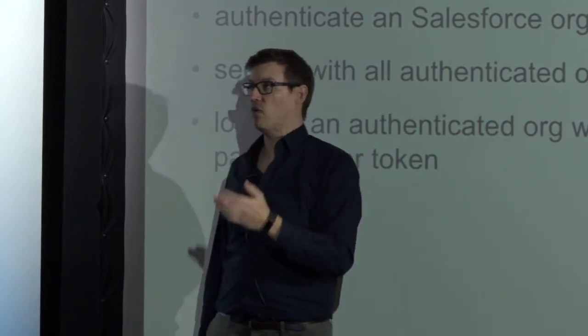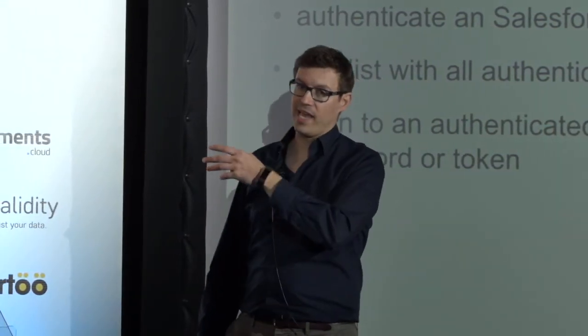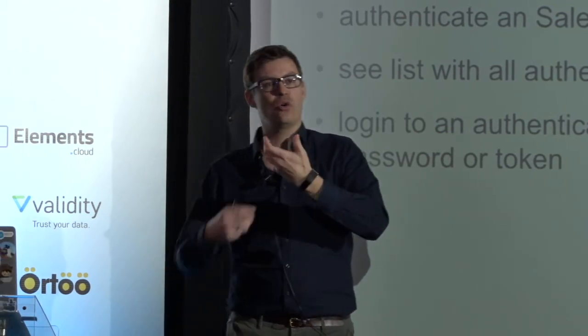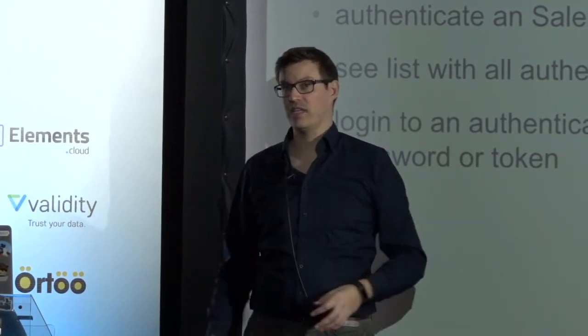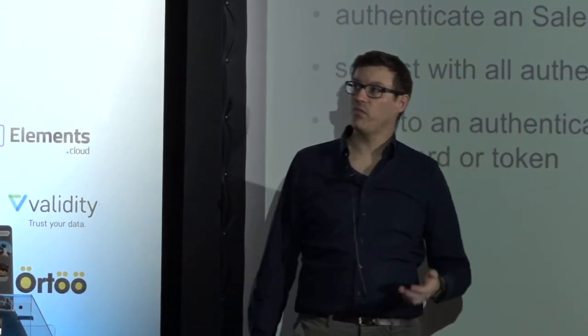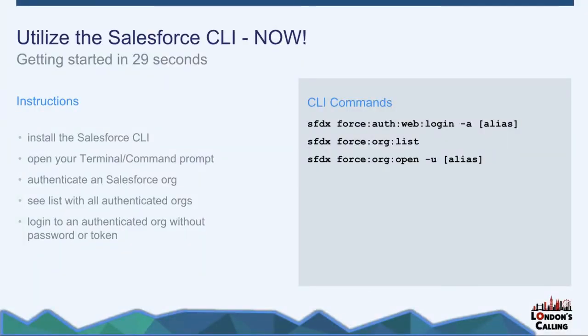It's force auth web login, and I use an alias. The alias is just a shorthand so you can connect to that org again. Then you have org list that displays all the orgs you have already authenticated, and then you say force org open to open an org. Okay, so this is the jump start. This is the bare minimum of what you have to know about how to use the Salesforce command line. So everyone can do this. I think this is a good task to accomplish.